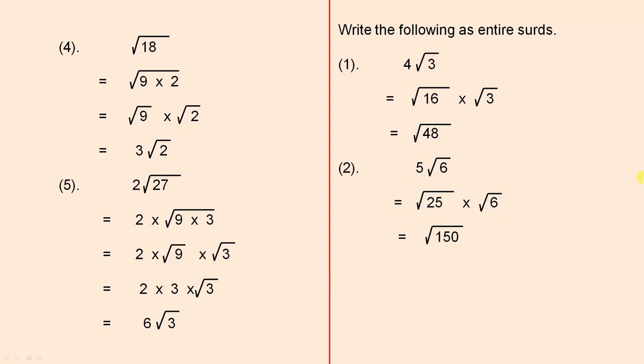So this video has introduced us to the idea of simplifying surds, where the number under the square root sign can be factorised, where one of the numbers is a perfect square, and that allows us to actually simplify the surd.